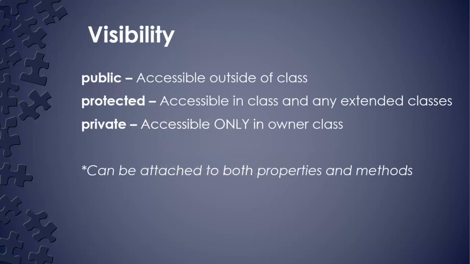Public means that your properties and methods can be accessed from outside of the class, so basically from anywhere. Protected means that they're only accessible in the class and any classes that extend that class. Private means that they're only accessible in the class and that's it. Even if there's another class extended from that, it's not going to be available. And these can be attached to both properties and methods.